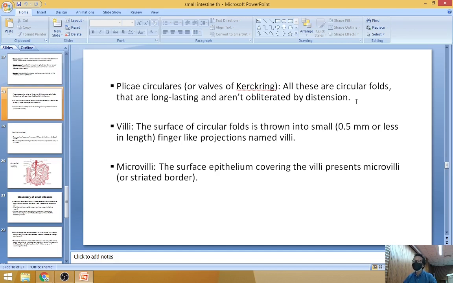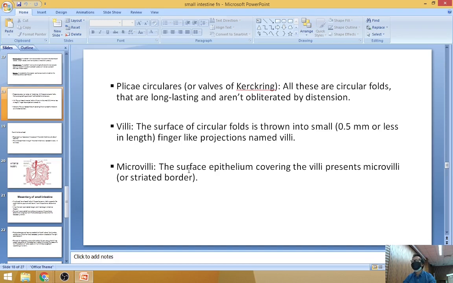Now villi are finger-like projections thrown out of the surface of the small intestine, which is the jejunum and ileum. I said villi are finger-like projections coming out. Now microvilli are the surface epithelium covering the villi.